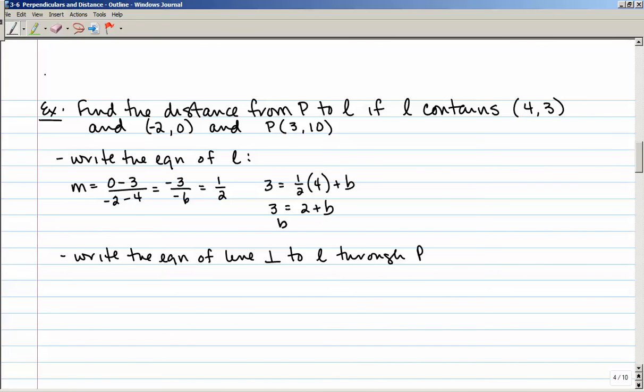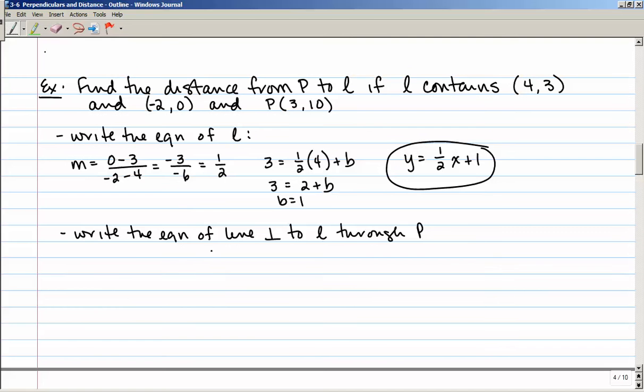So my b is 1. So the equation of line L is y equals 1/2 x plus 1. So that's the equation of line L. I'll be using that in just a minute.